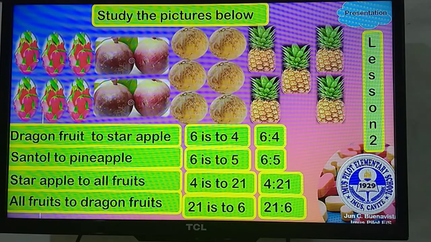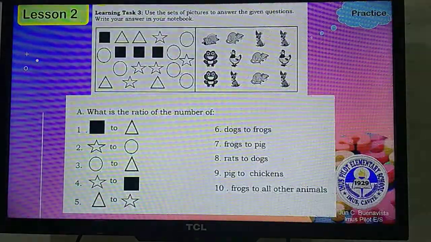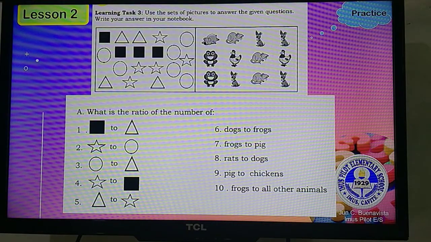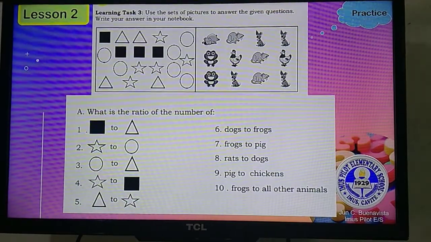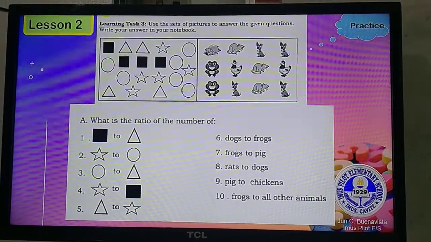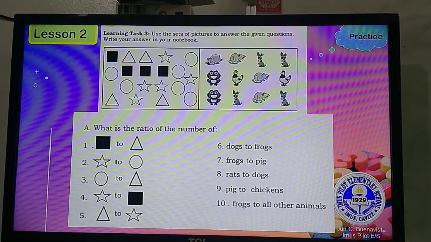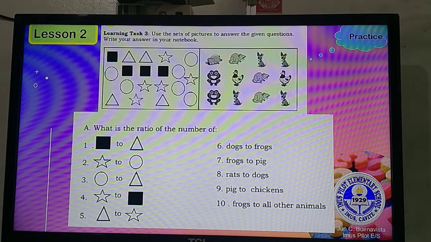Okay, again, if you are going to compare a given set of objects, you are going to write the first as, then the second. Okay, are you ready? Now get your notebook and answer the following. Again, you will find this in your math module. Learning task 3, use the sets of pictures to answer the given questions. Write your answer in your notebook. I will give you 1 minute to answer that.